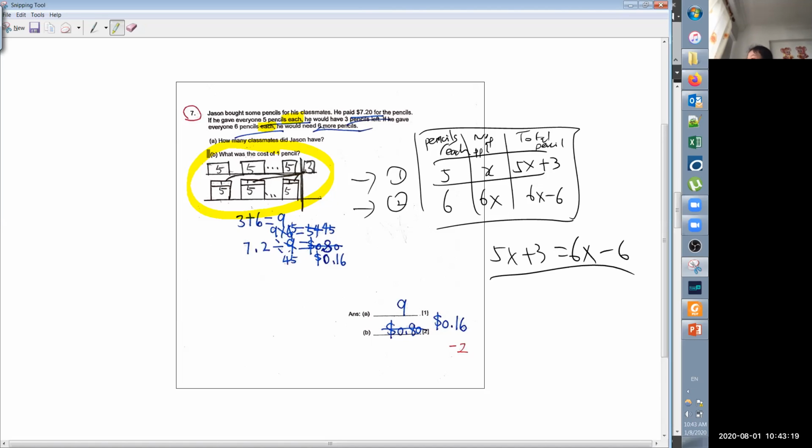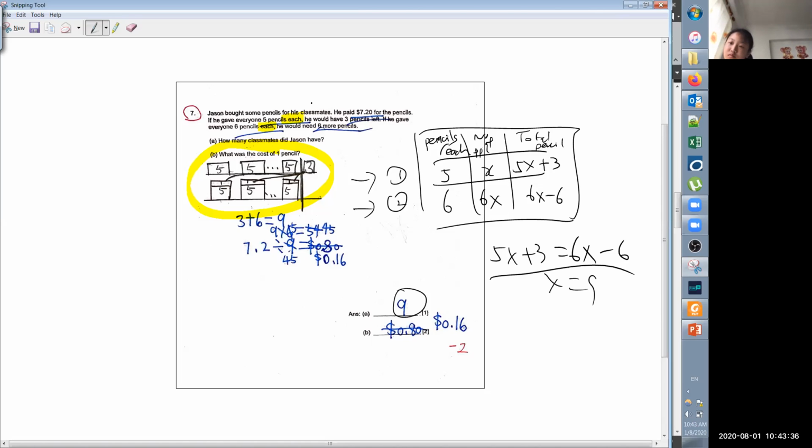Okay? And then after finding out what x is, right? So what's the x, by the way? 9, right? Is it 9? Okay, so after finding out x, 9, it's even simpler. So what was the cost of one pencil?